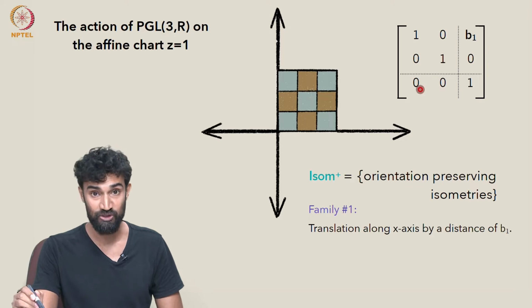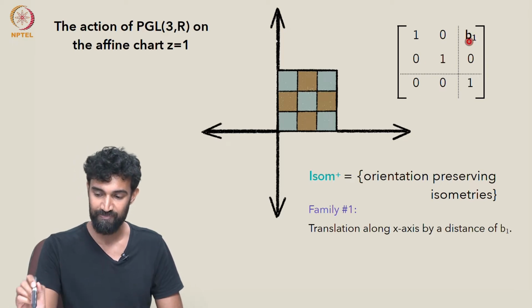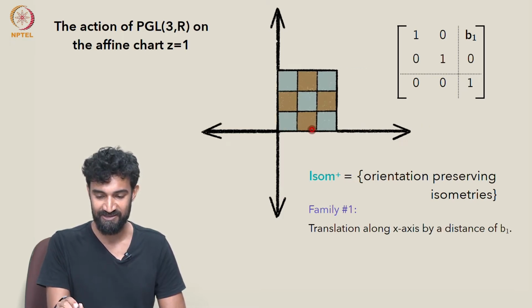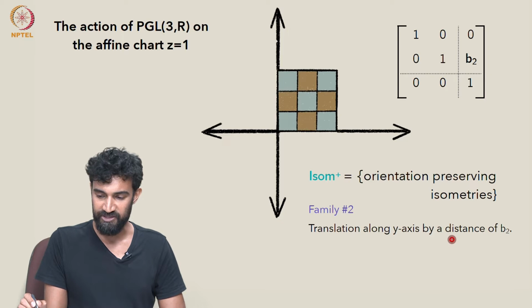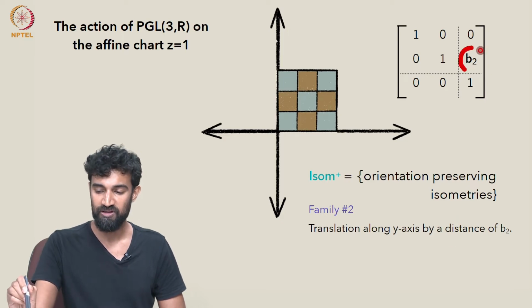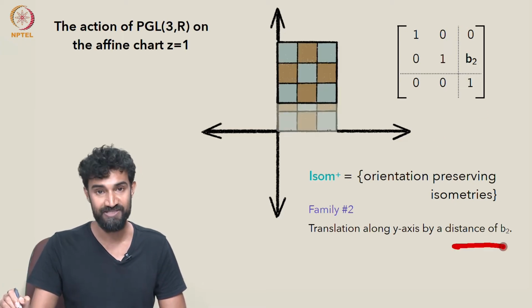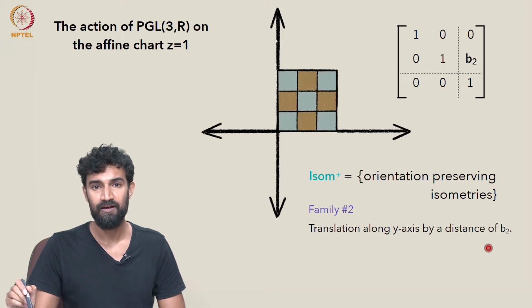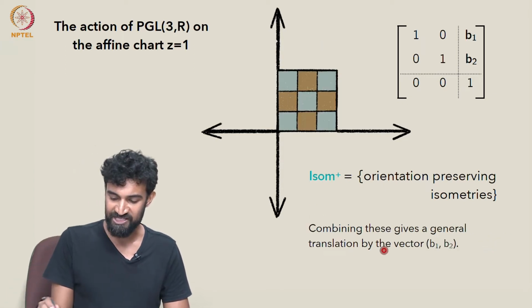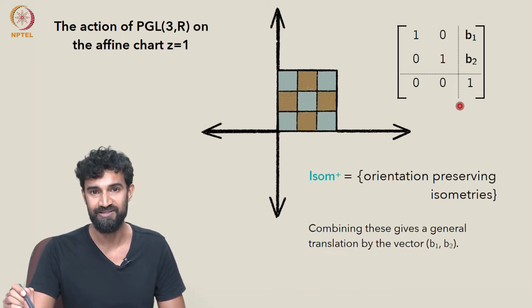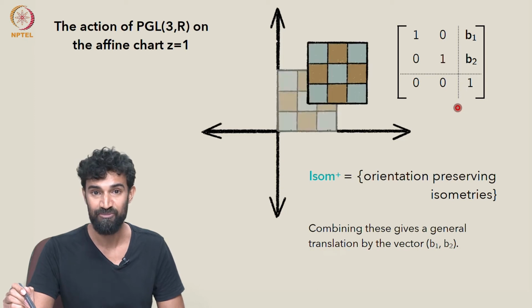So this is a 1-dimensional family. b1 can be any real number. And it corresponds to translation along the x-axis, like this. On the other hand, if we let b2 be non-zero, but make this entry 0, then we get translation along the y-axis by a distance of b2. And combining these, we get a general translation by a vector b1, b2. And we can let those be any 2 real numbers and get translation by any vector we want.